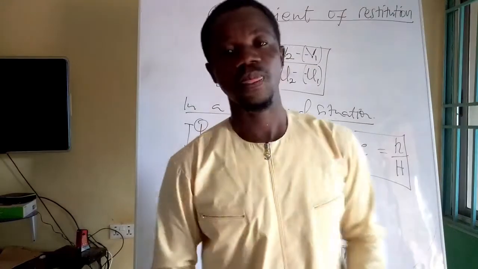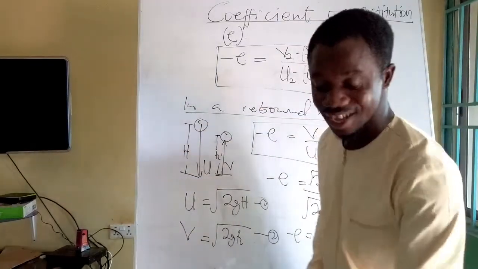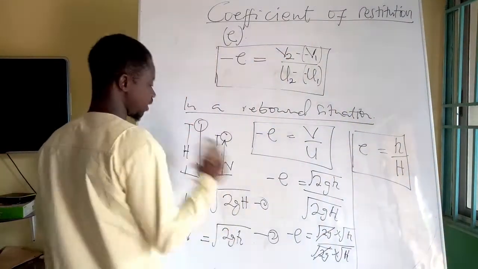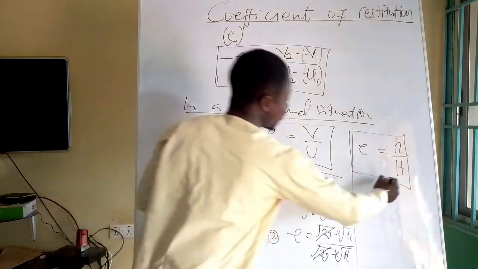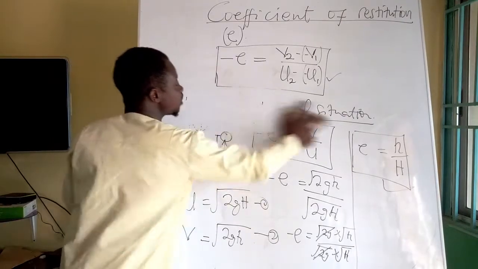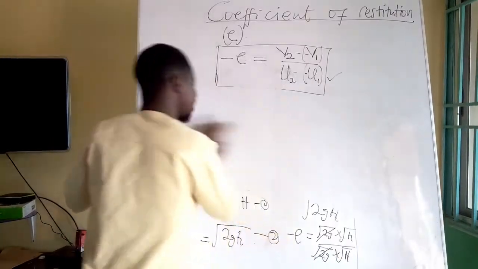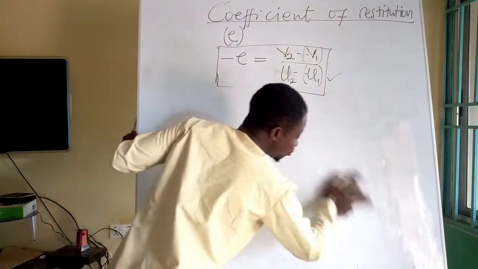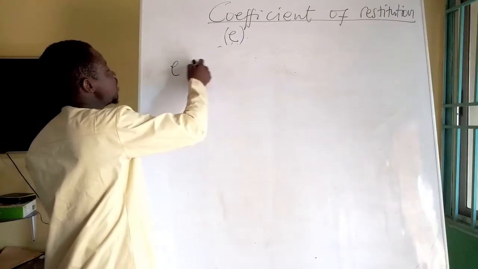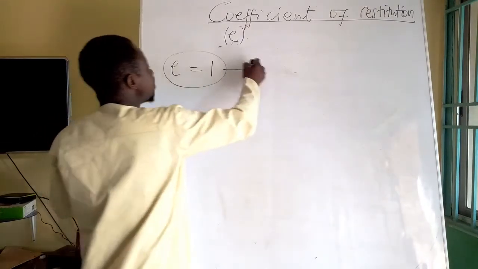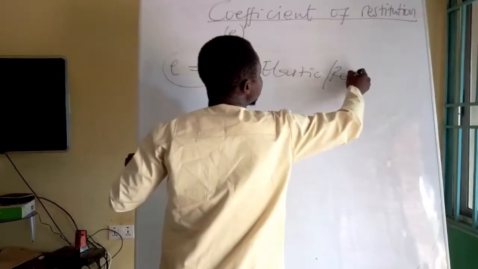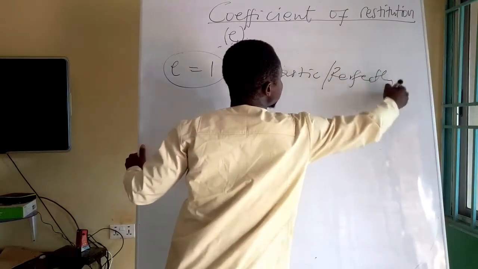Good. Now, coefficient of restitution has three interpretations. So take note of this formula very well for a rebound situation using the heights, and then for two bodies that collide with each other. Let's look at the various interpretations of coefficient of restitution. When the value of E is equal to 1, it means the collision is elastic or perfectly elastic.